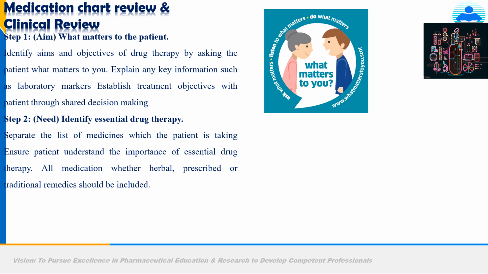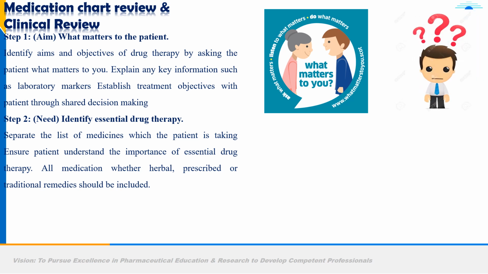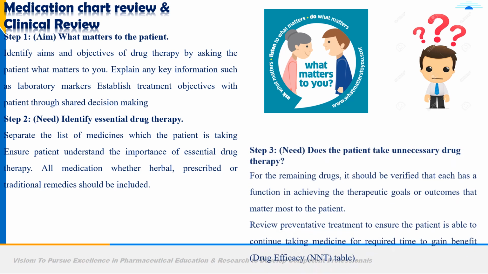Then step number 2 is to identify the need or essentiality of a drug therapy. Emphasize the most important thing: why this drug therapy is essential for the patient. Make a separate list of the drugs the patient is taking, and ensure that the patient understands the importance of the essential drug therapy. All medications, whether herbal, prescribed, or traditional remedies, should be included in this section.